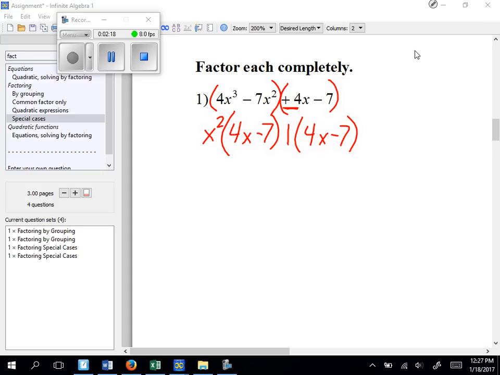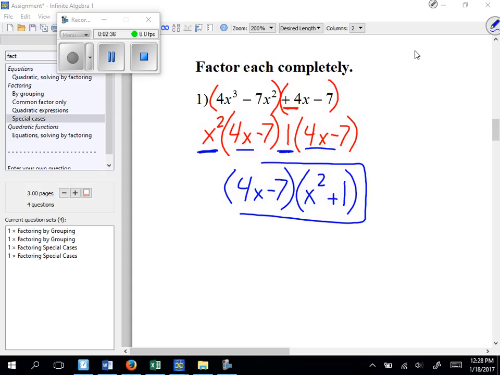I know I did this right if I have the same common factors inside the parentheses. So that is one of my factors, 4x minus 7. The other factor is whatever's on the outside. So I see x squared and a 1, so I know it's x squared plus 1. Okay, and that would be it. So question number 1 for your bellwork, that would be it, your 2 factors.